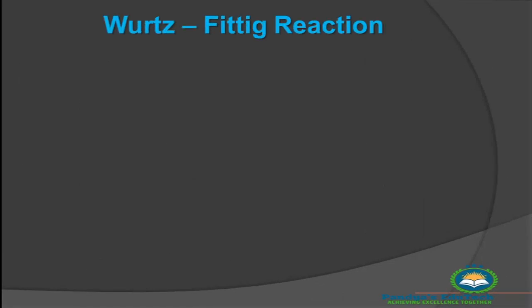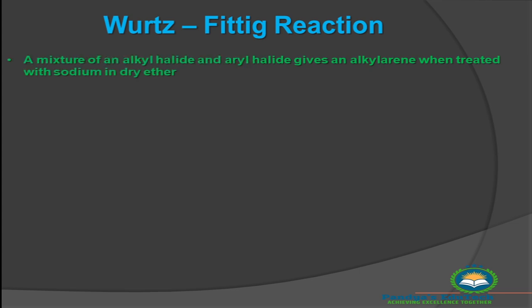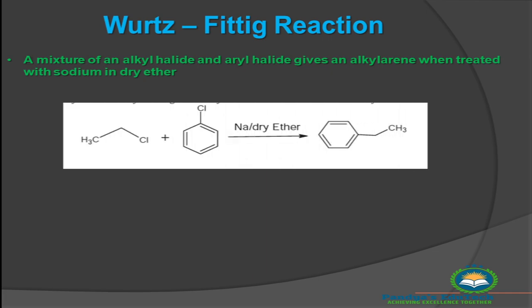Sixth, Wurtz-Fittig reaction. A mixture of an alkyl halide and aryl halide gives an alkyl arene when treated with sodium in dry ether. As you can see, chlorine atom gets detached from both alkyl and aryl part, and a mixture of both is formed, leaving behind 2 moles of NaCl.